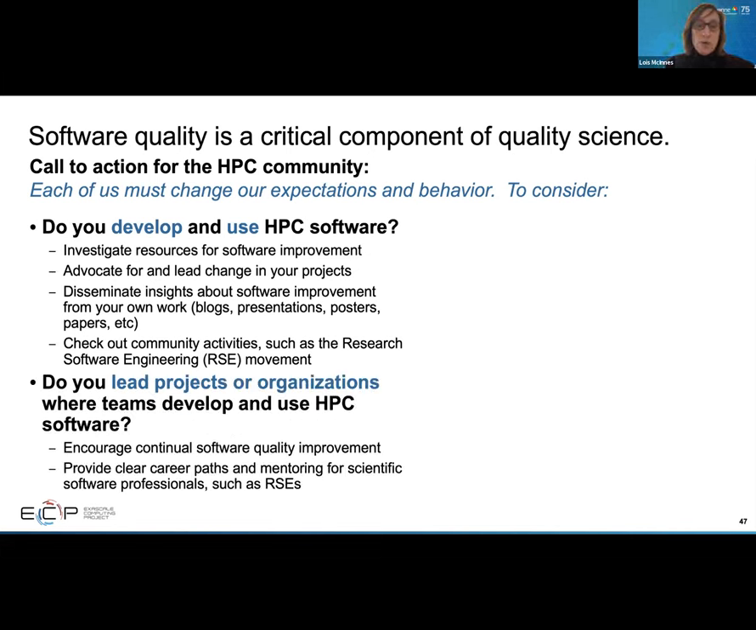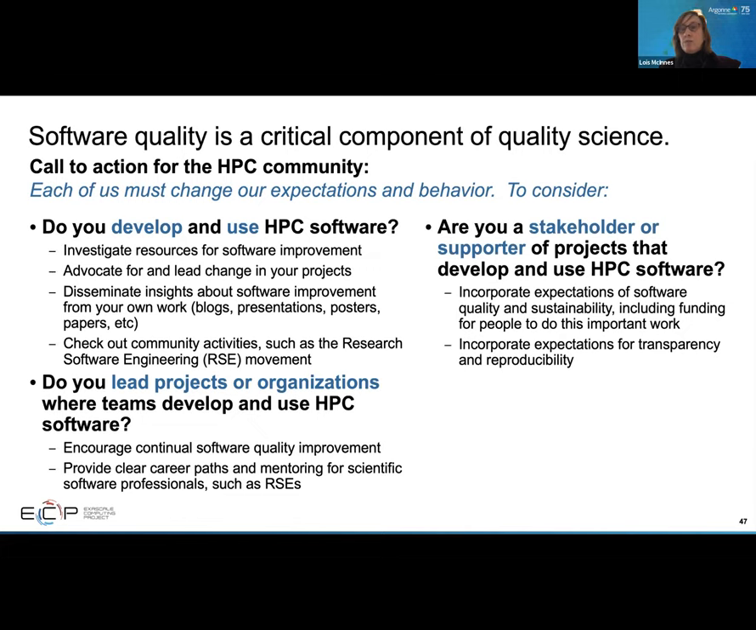For people who are leading teams or organizations who develop software, I think it would be wonderful for such people to really think critically about how to encourage your teams to improve software quality and to have time to improve software quality, recognizing that it really does take time. And we cannot always be in a race to just write the next paper or meet the next deliverable. We really do need to be able to invest time in continually improving our software practices. And at the same time, we who are leading projects and organizations need to provide very clear career paths and mentoring for scientific software professionals, such as research software engineers.